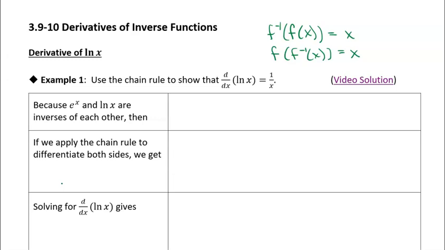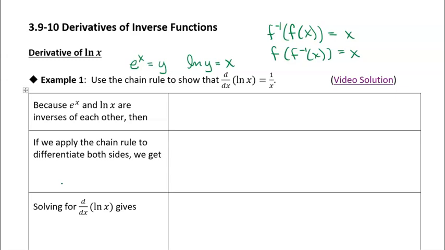So the first example wants us to use the chain rule to show that the derivative of the natural log function is 1 over x. So we need to remember that the natural log is the inverse of e to the x. So if we have e to the x equals y, then ln of y equals x, because the base of the natural log is e. So we're going to use that fact.